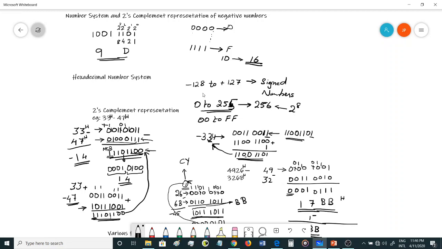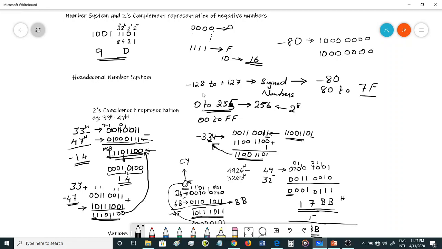In hexadecimal, let's look at what -128 is. It is -80. -80 in 2's complement form will be 1000 0000. If you take the 2's complement, it is again going to be 80 itself. So this range in 2's complement form can be written as 80 to 7f.